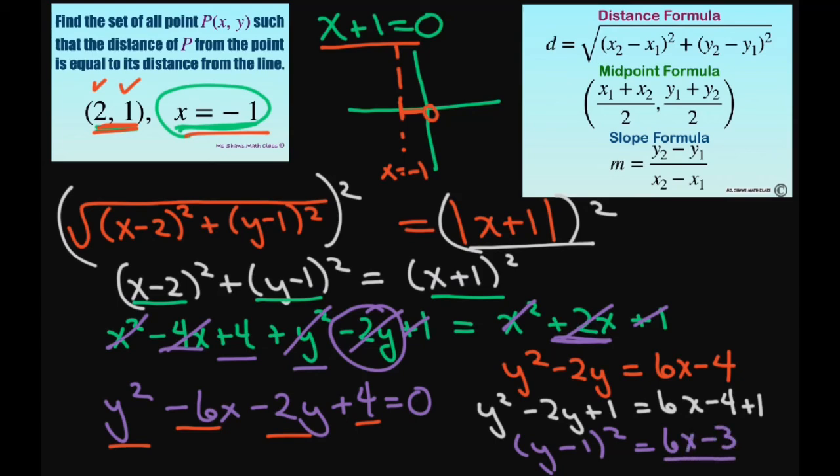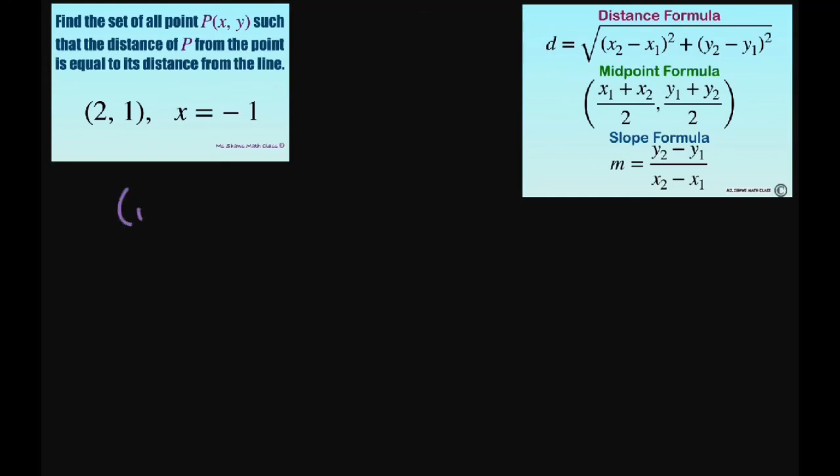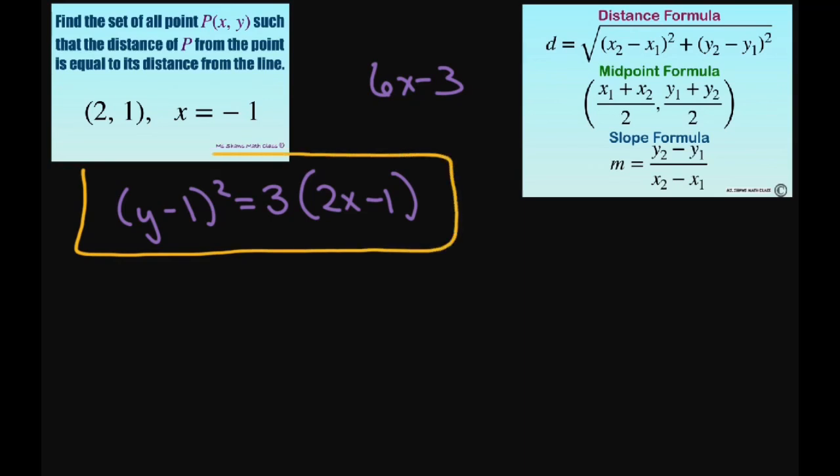All right, and I'm going to factor out a 3. So that's going to give me Y minus 1 squared equals, and we had 6X minus 3, so I'm factoring out a 3. That gives you 2X minus 1. Therefore, this is the set of all points such that the distance from our point here to our line is given here. This is the set of all the points.